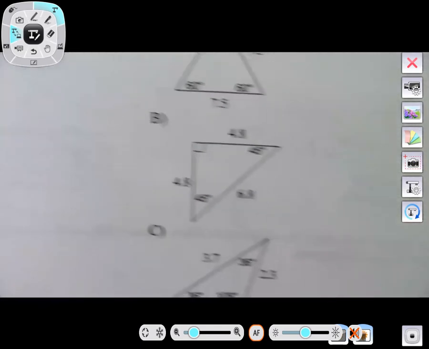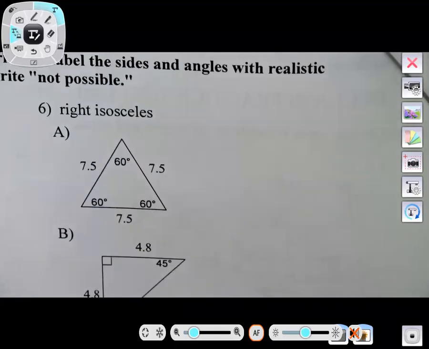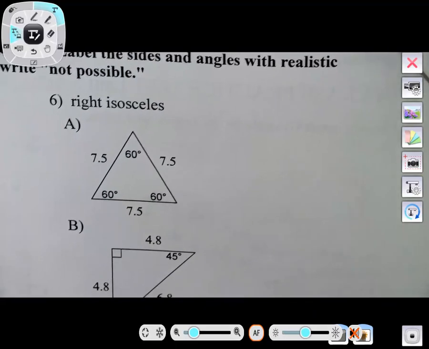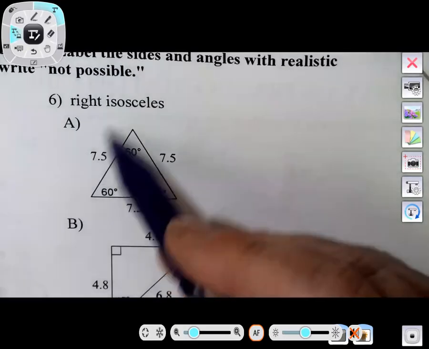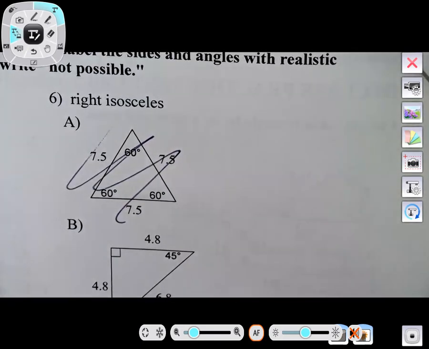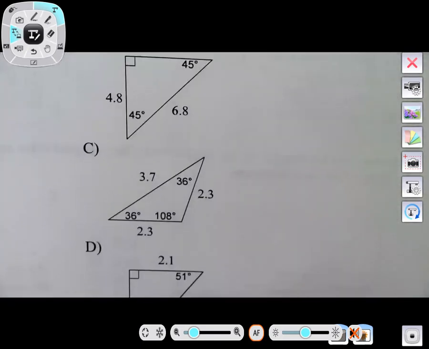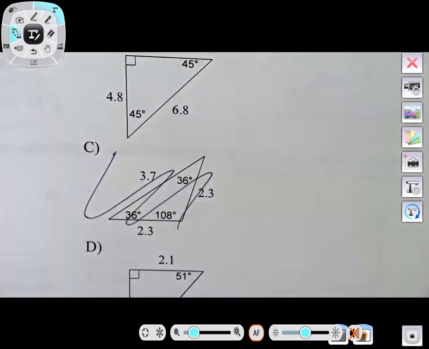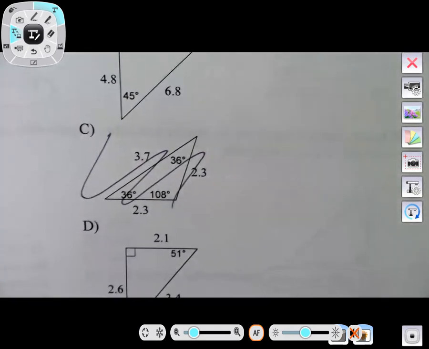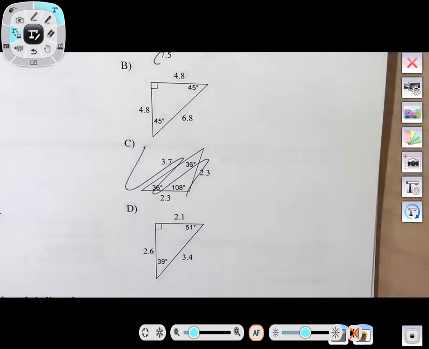Okay, number 6, I want a right isosceles. So I need a right angle. So A is out right away because there's no right angle there. C is also out because there's no right angle there. So now I'm between B and D. Which one of those two is an isosceles triangle, Mary? B is correct.